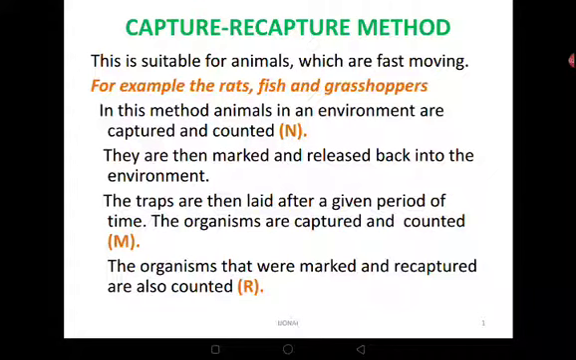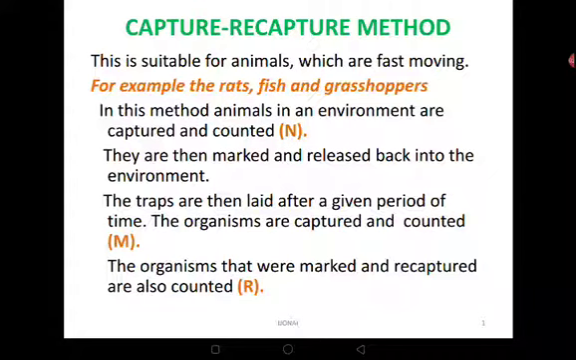After capturing them, you mark them. If they are fish, you can put some small tags on their operculum, so that the mark you use should not expose the organism to danger. At the same time, it should not limit the organism to move freely. So you can put a slight mark that you can easily identify, but again should not be harmful to the organism. After marking them, release them back to the same habitat, the same area, the same pond. Then allow them to mix, maybe for 2-3 days.